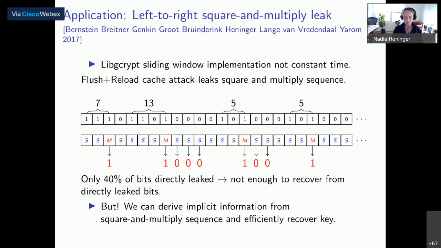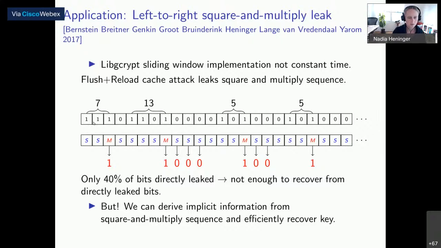So that's fun. But I've only been talking about using explicit known bits of the key. What happens if you don't have enough explicitly known bits? So this came up in a 2017 paper with a number of authors. In this case, we were looking at the libgcrypt sliding window exponentiation of modular exponentiation. And it's not constant time. And a flush and reload cache attack leaks the square and multiply sequence. And the square and multiply sequence was computed left to right.